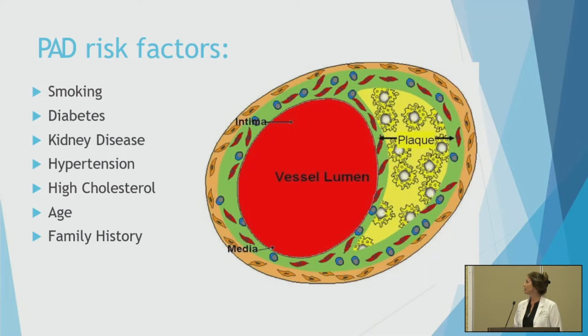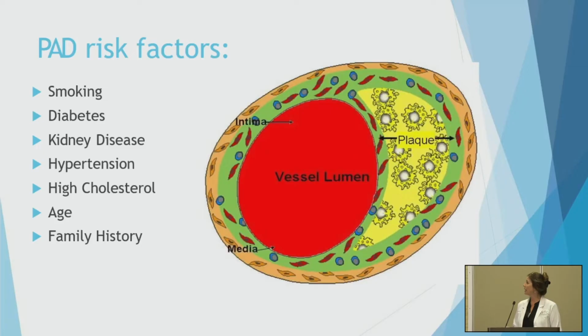So patients need to be aware of their risk factors because most of these are modifiable risks that patients can control. Smoking, and I know that as providers we've all had patients who just say they cannot quit. It's impossible, they can't do it. But there are things available to help them. Patients who are diabetic, who have kidney disease, hypertension, high cholesterol, increased age, or if they have a family history of peripheral artery disease.